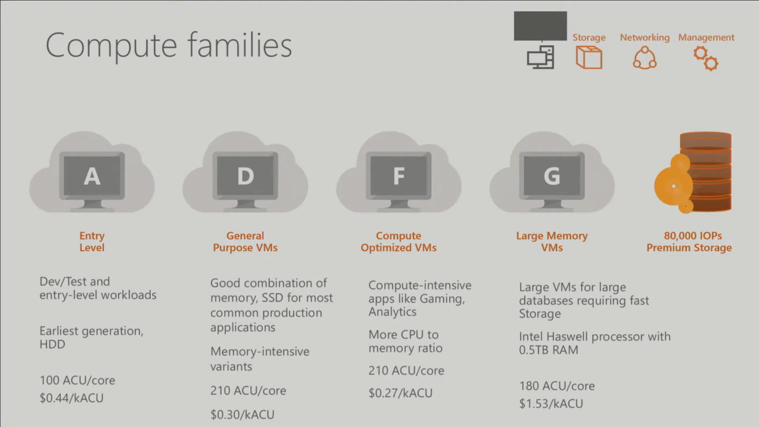We'll talk a little bit about premium storage and IOPS later on, but all I want to say in this slide is that the D, F, and G sizes are optimized to run with both standard storage and premium storage. A is the only one that doesn't work with premium storage today.